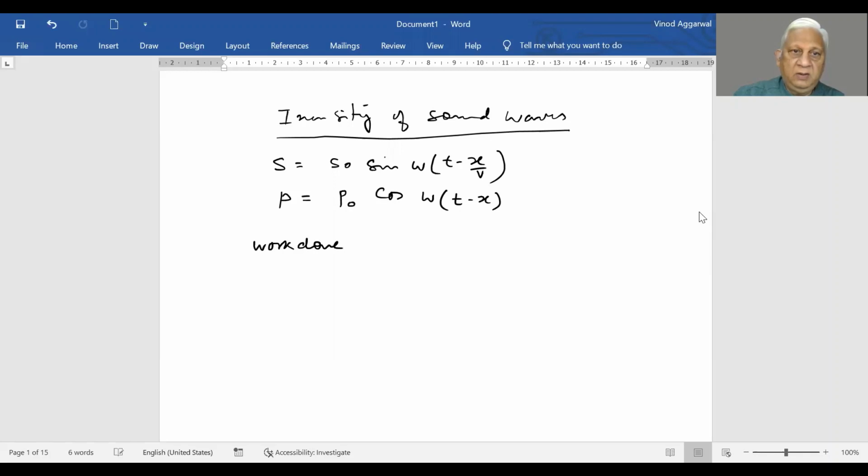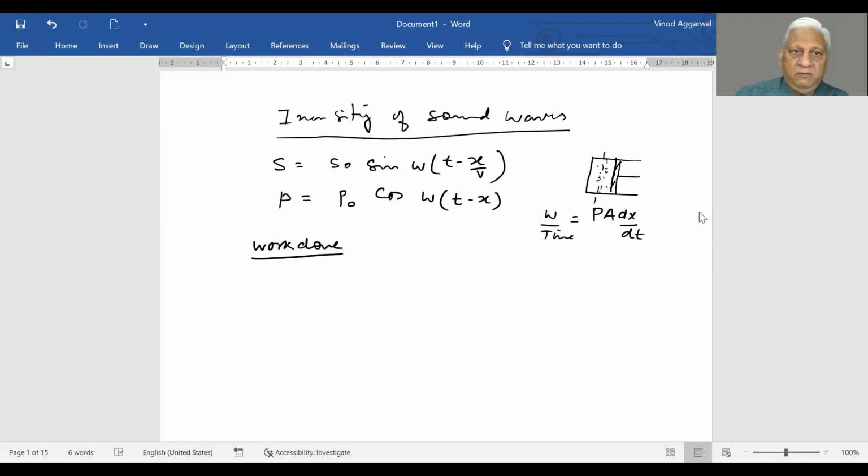Work done. Suppose you have a cylinder with a piston. If you are trying to compress this gas, what is the work done? Work done will be pressure into the area of this piston into the distance this piston travels, right? And if we take the rate of work, it will be per unit time. This will be your work per unit time.